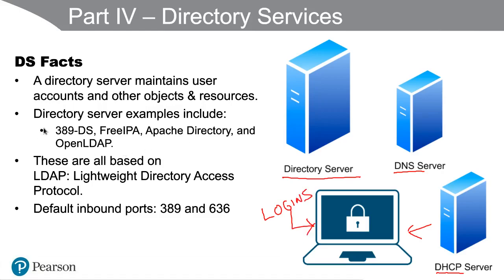And there's a bunch of different directory servers out there. Some open source examples include 389DS, also FreeIPA, which is what we're going to show. And that, in fact, has 389DS incorporated into it. There's also Apache Directory and OpenLDAP. Now, these are all open source solutions. There's other solutions as well for directory services. For example, the very commonly used Microsoft Active Directory. But we're kind of focusing on Linux and open source here.